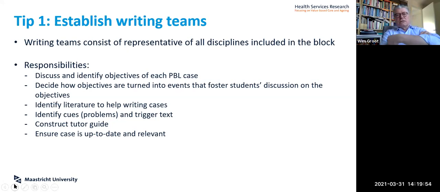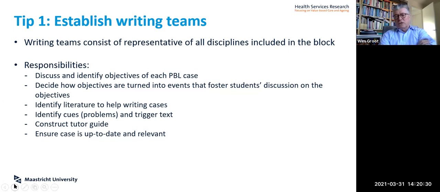And for writing these cases, it's good to establish writing teams where all disciplines that are involved in the unit are participating. The responsibilities of these writing teams are to discuss and identify the objective of each case. Each case should have a clear objective and should lead to clear learning goals for the students. Decide how these objectives are turned into events that encourage discussion on these objectives.